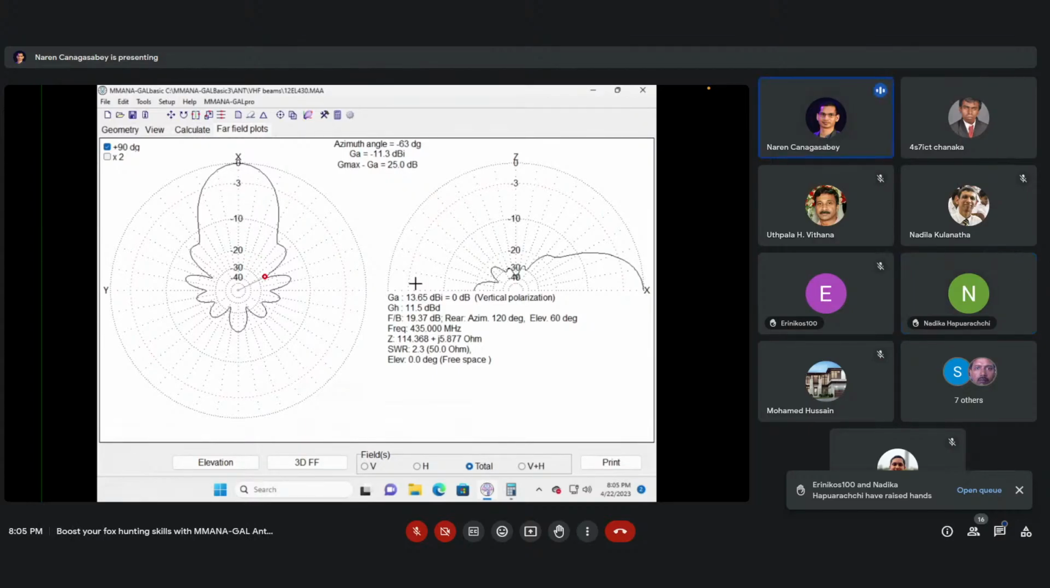Definitely, Nadika. Definitely. And I've also seen a couple of designs with a modified Moxon with additional directors. Let me see if I can get those designs out and share them on the thread.